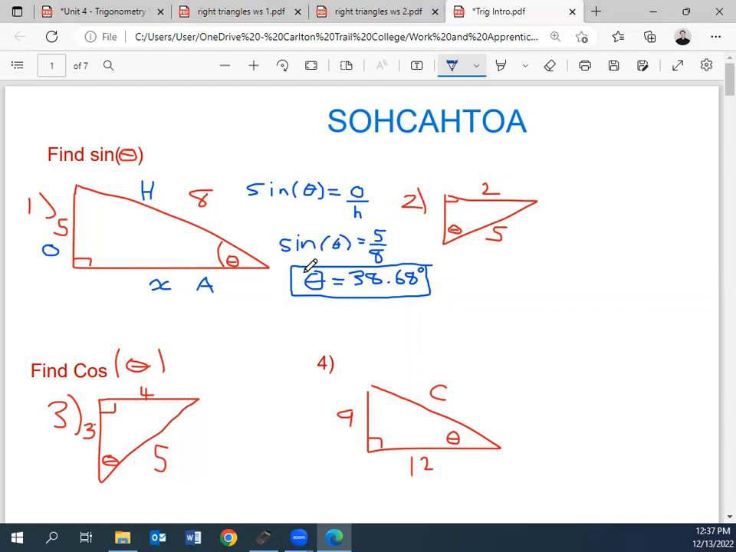Sorry? This one? For number 2? Oh, for number 1? So yeah, the angle here is going to be 38.6.